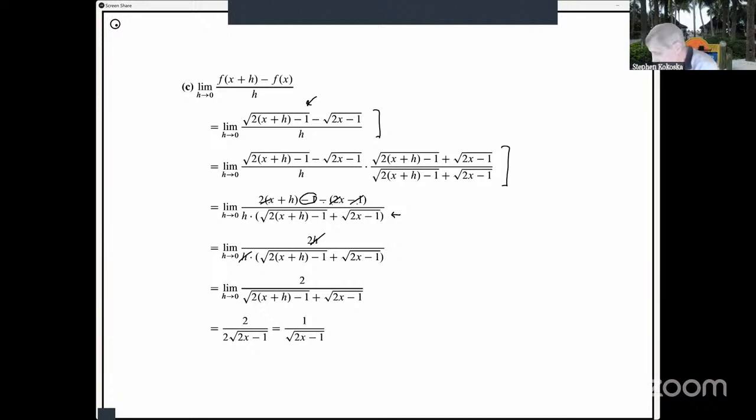Now I'll be able to evaluate this limit as h goes to 0 by direct substitution. And if I've done everything correctly, I have a 2 up here in the numerator. And let's see, if h is 0, son of a gun, both of those expressions underneath the radical will be the same. So there's 2 of them. The 2's will cancel. And here's my final value, my limit: 1 divided by the square root of 2x minus 1.